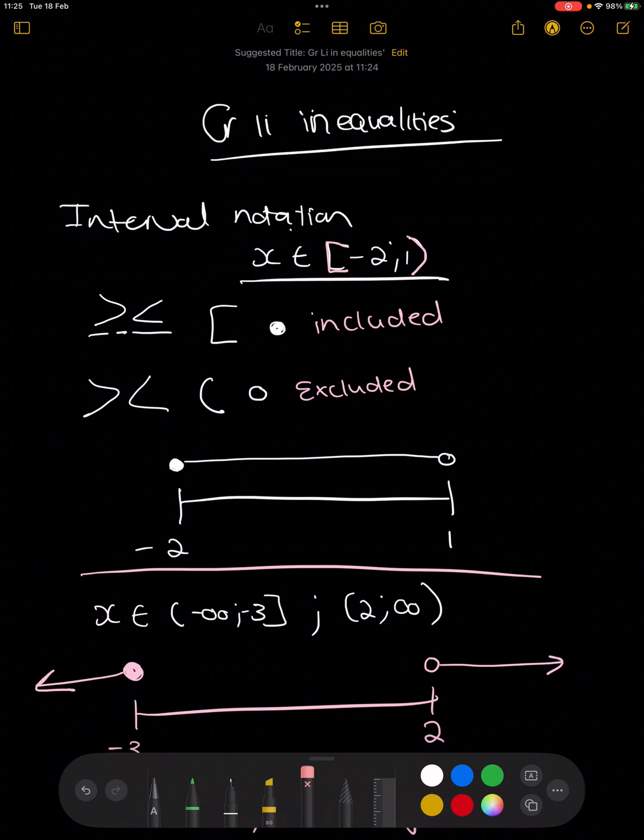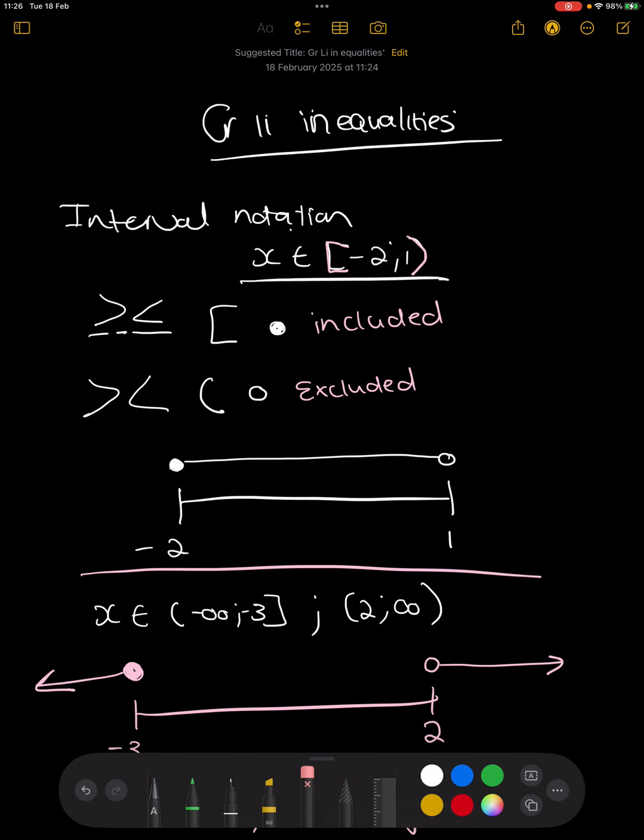In today's class, we're going to be looking at grade 11 inequalities. The first thing we're going to be doing is revising grade 10 inequalities. So last year you learned that you can take information that's in interval notation or set builder notation, and you can go and write it on a number line.